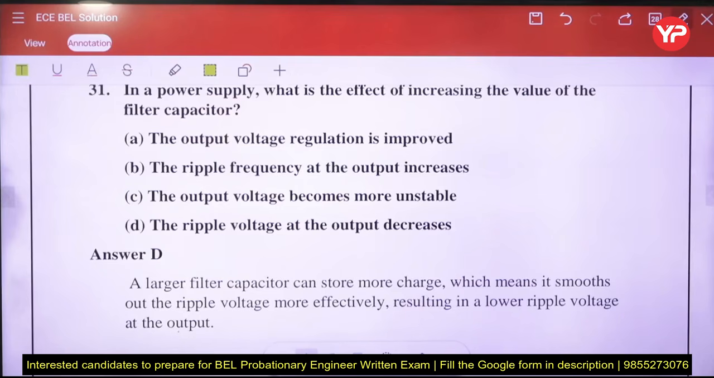Okay, in a power supply, what is the effect of increasing the value of filter capacitance? The main thing is ripple voltage at output should be decreased.